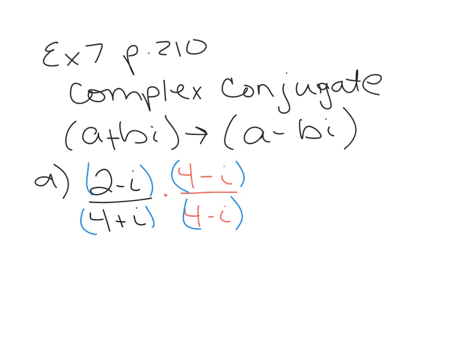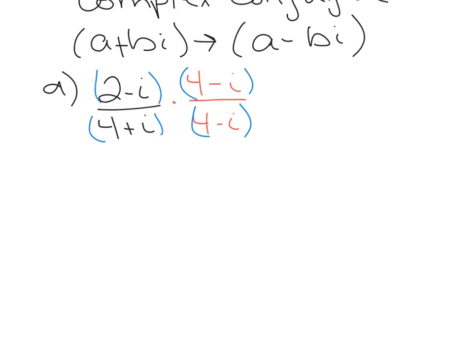So what we're going to get here, we're going to do the denominator first. Let me scroll this up. We're going to multiply 4 times 4, which gives us 16. And then 4 times negative i, which is negative 4i. And then i times 4, which is positive 4i, and i times negative i is negative i squared. And then we'll simplify it.